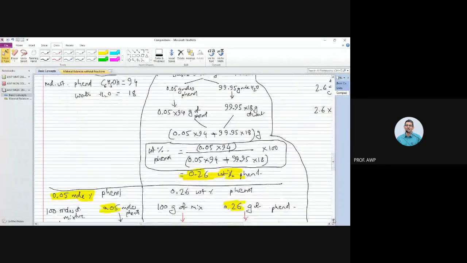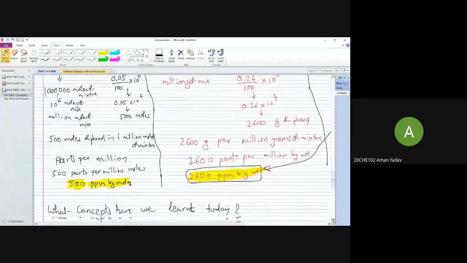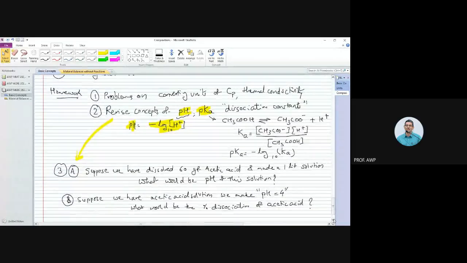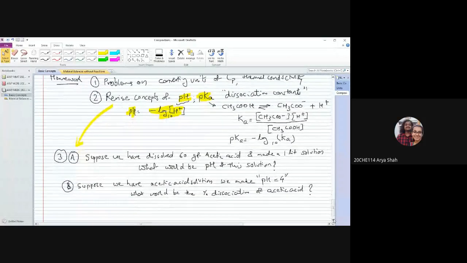Did I write down here somewhere? It was the last slide. This one? Yes, sir. The B part. We have acetic acid solution. We make pH equal to 4. What would be the dissociation of acetic acid?